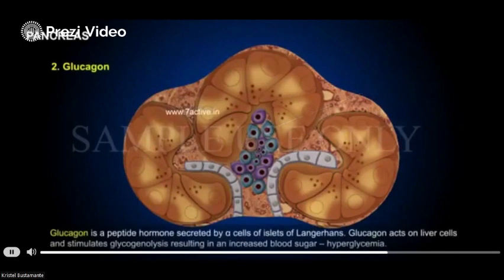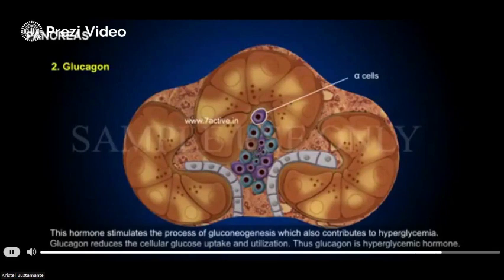Two, glucagon is a peptide hormone secreted by alpha cells. It acts on liver cells and stimulates increased blood sugar, hyperglycemia. This hormone stimulates the process of gluconeogenesis, which also contributes to hyperglycemia. Glucagon reduces the cellular glucose uptake and utilization. Thus, glucagon is a hyperglycemic hormone.